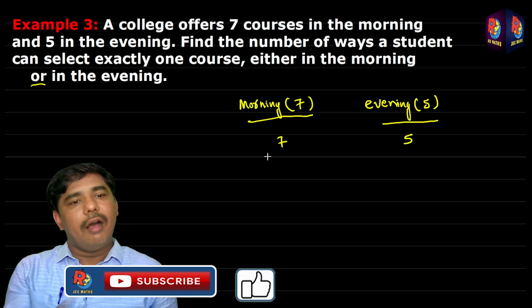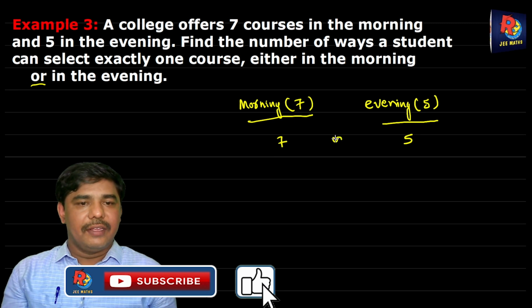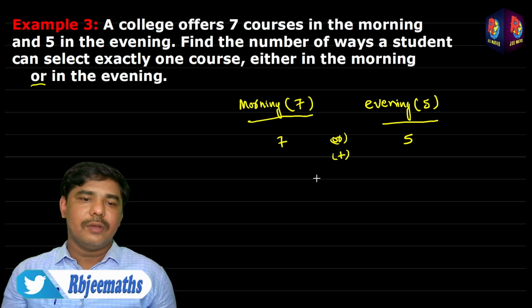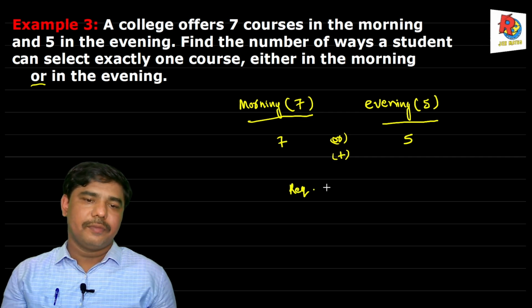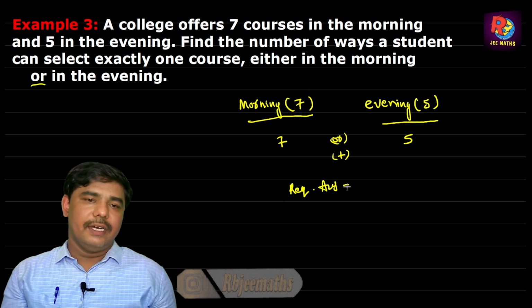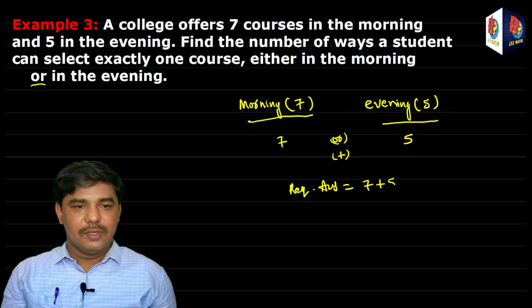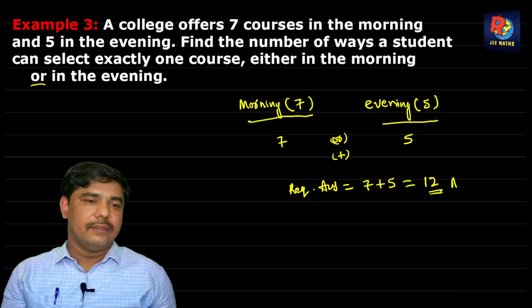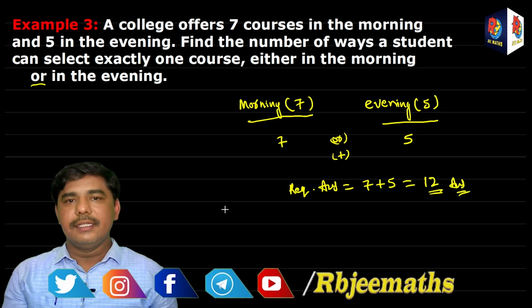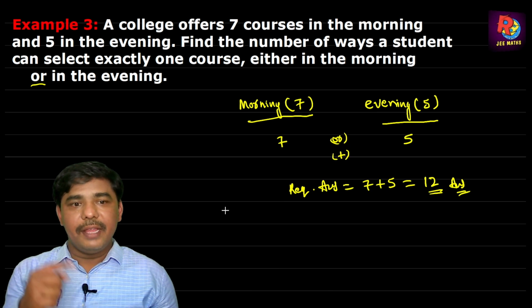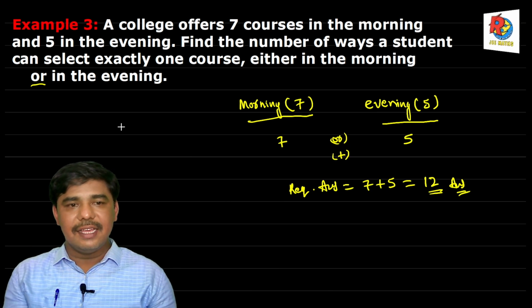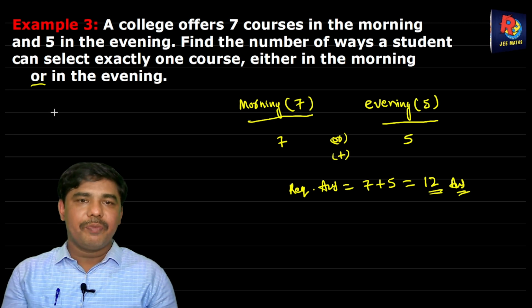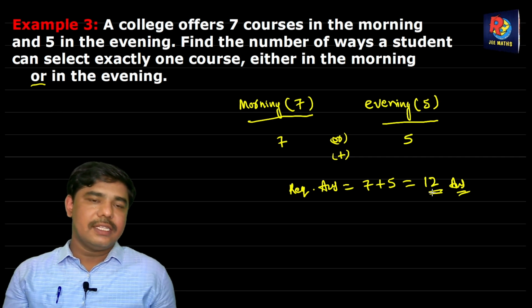Either in the morning or in the evening, so that means we need to use OR. OR means the plus symbol we need to use. So the required answer uses the addition rule: 7 plus 5, that equals 12 is the answer. This is the addition rule. For the same question, if you apply the multiplication rule, where the question says AND, then 35 would be the answer. But here OR is there, either in the morning or in the evening, that is why the answer is 12.